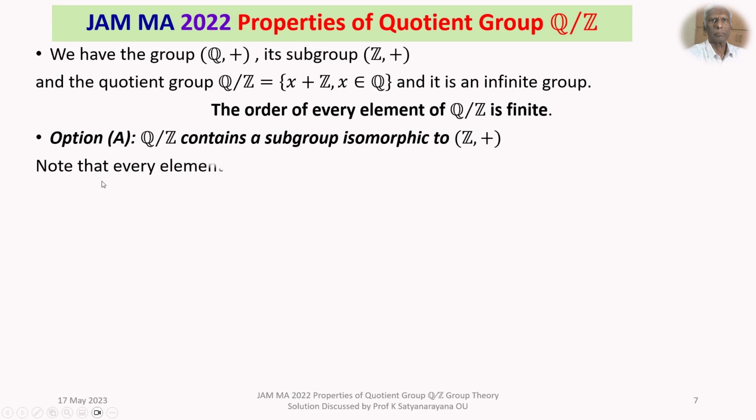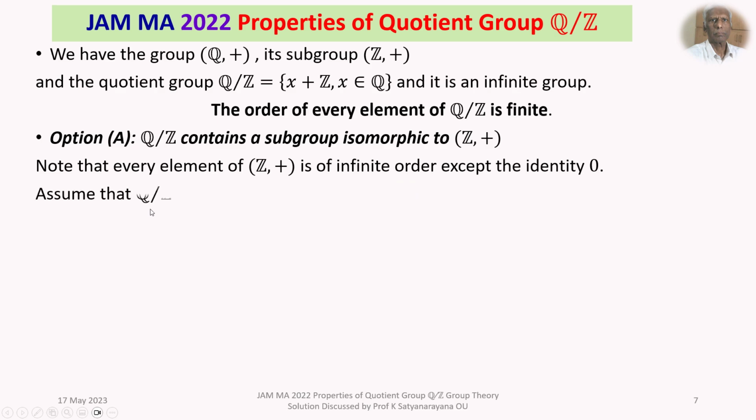So what we will do is note that every element of Z+ is of infinite order except the identity element 0. In this Z+, 0 is the only element whose order is finite, and every other non-zero integer is of infinite order. Please note that down. Now assume that Q/Z contains a subgroup S which is isomorphic to Z+.